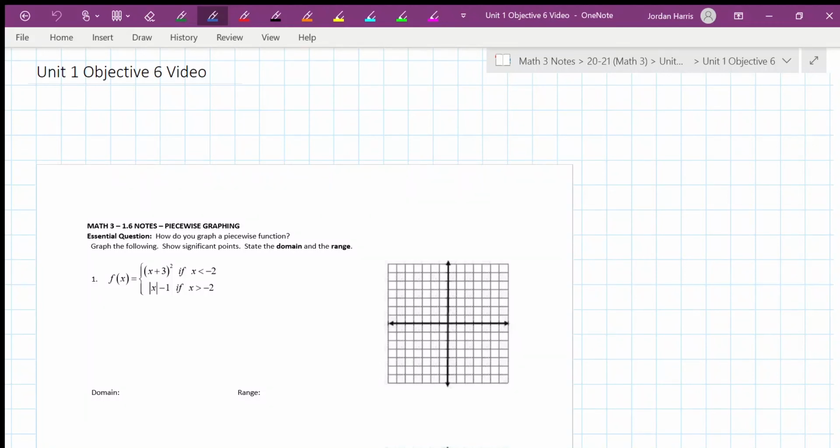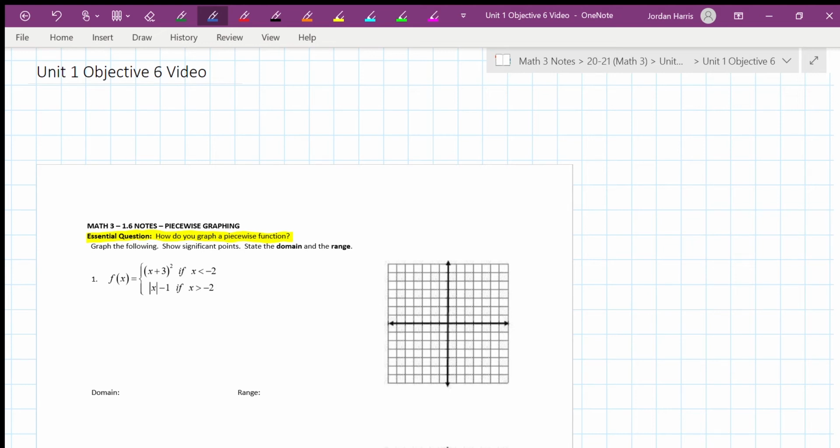This is 1.6, piecewise graphs. A piecewise function is pieces of multiple functions in one graph, basically. It is still a function, so you've got to realize that. As you put these pieces together, they create one big graph.